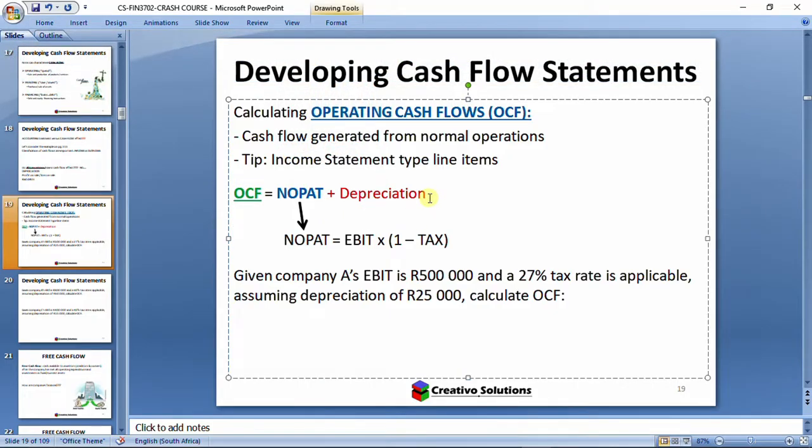How did you do in FIN3701? Did you get a distinction? What mark did you get? I had a distinction. Well done. That's really good.